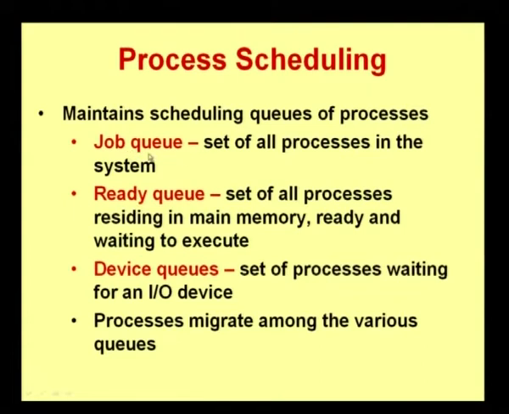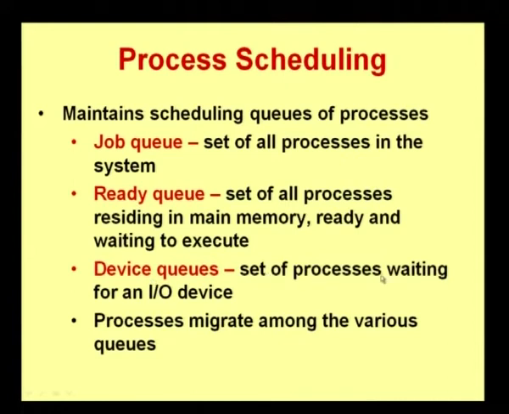What is a job queue? The set of all processes in the system is called the job queue. What is a ready queue? As I said before the break, when a process is in the ready queue, it has to be placed in the main memory. So the set of all processes residing in the main memory that are ready for execution is called the ready queue.